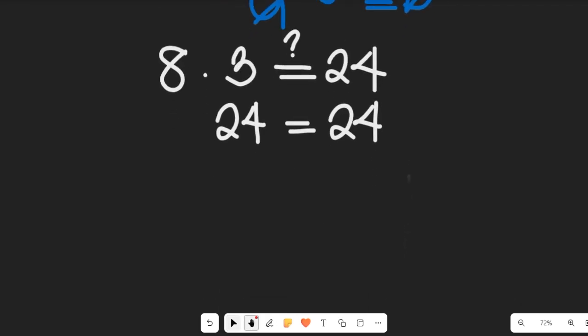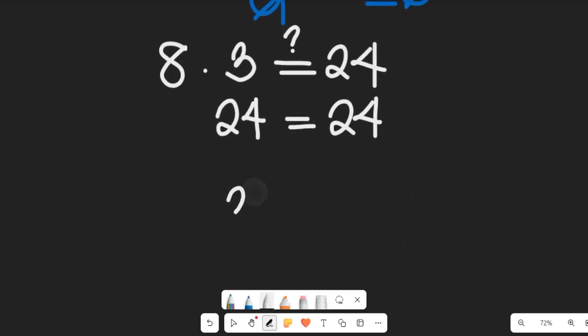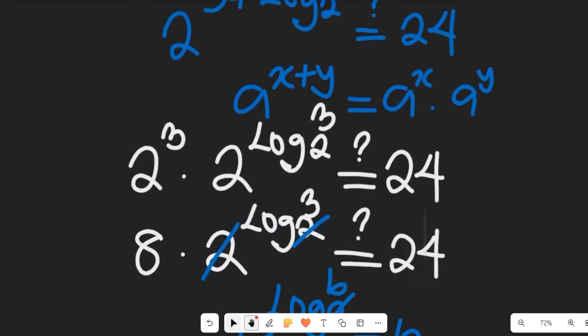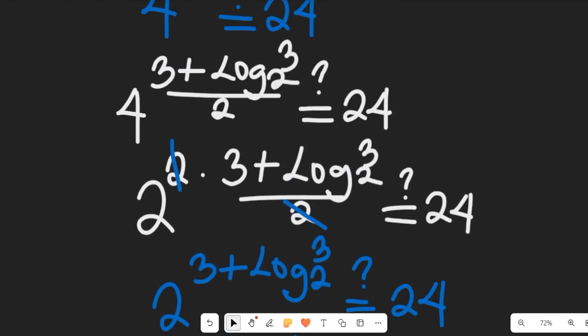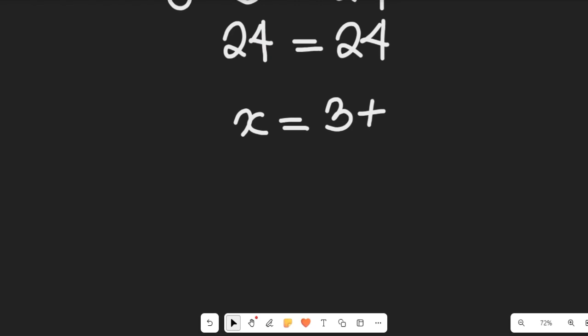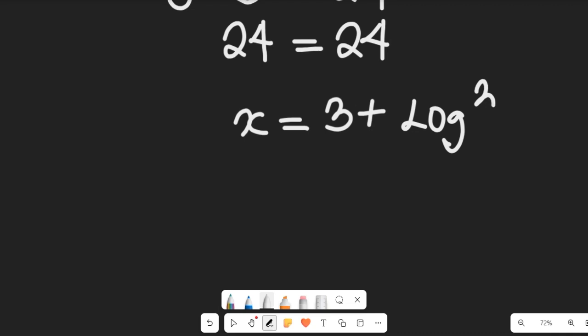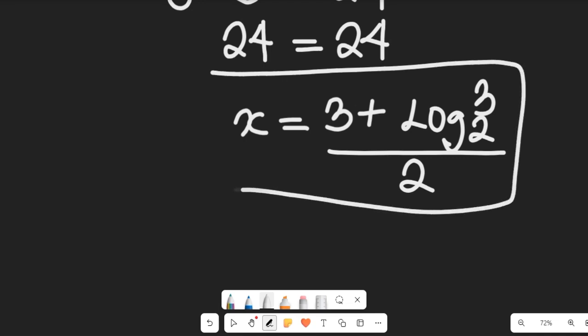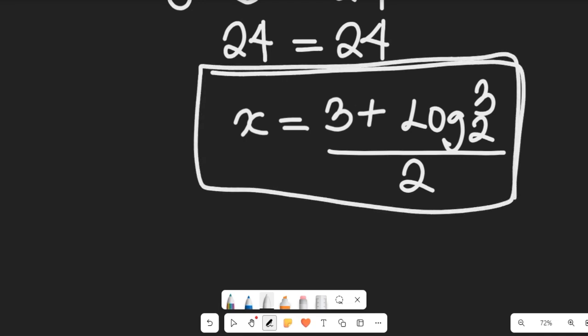So that tells us that the value of x equal to 3 plus log of 3 base 2 divided by 2 is the solution that perfectly fits that question given to us up there.